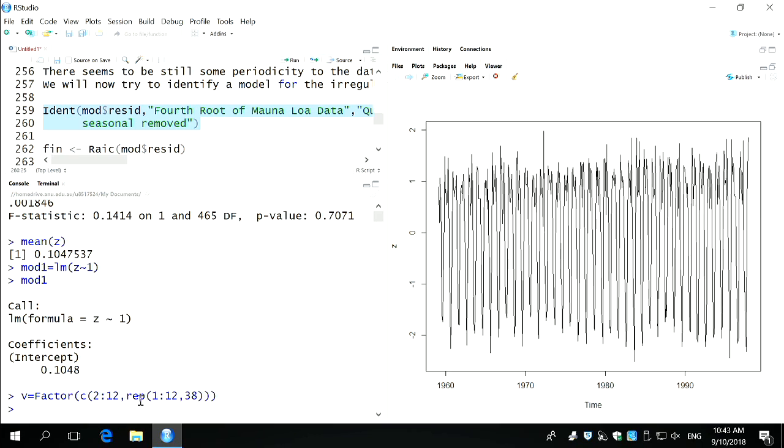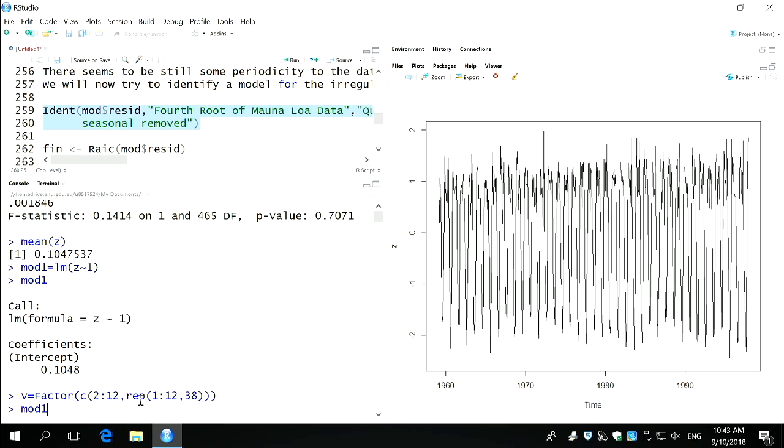That's going to be my seasonal factor. It looks a little bit different than before. Remember, before we just said 1 to 12, 39 times. Now we're going to have 2 through 12 for the first year because the differencing removed the first element, and then on.